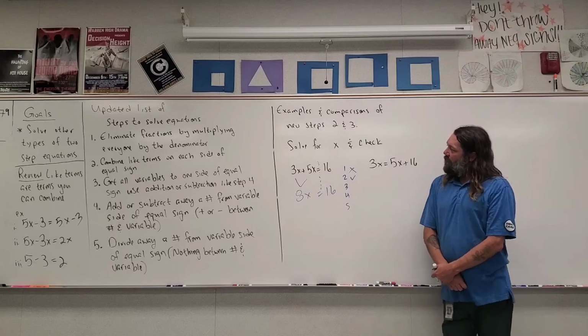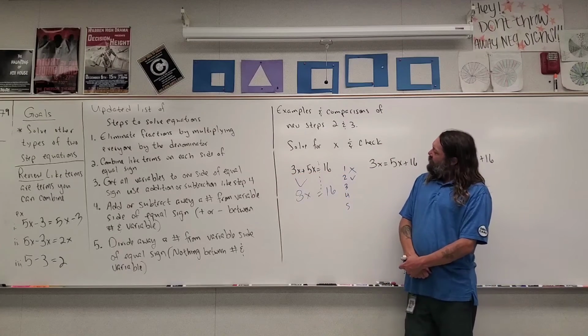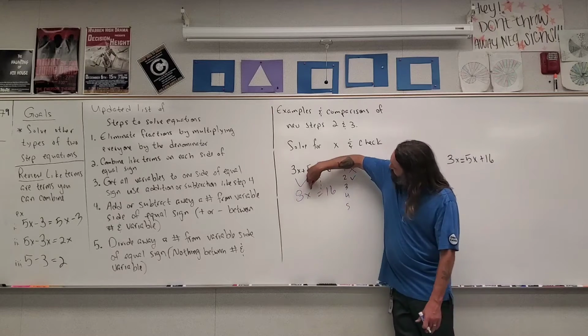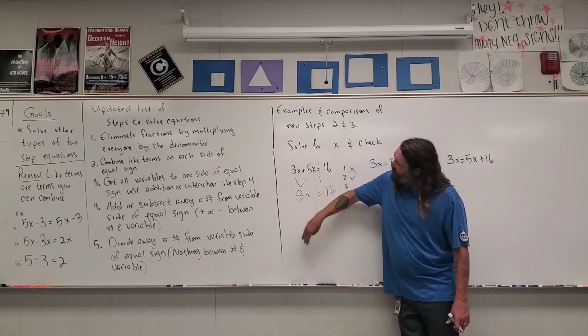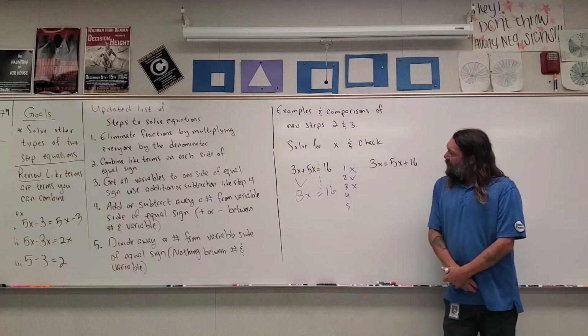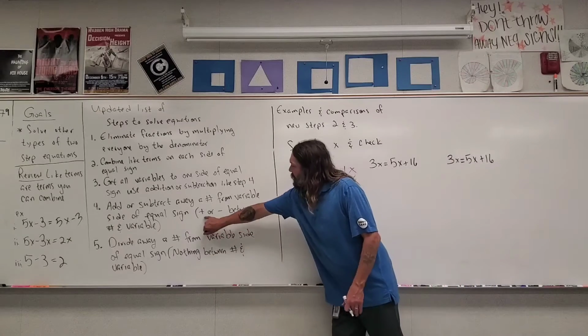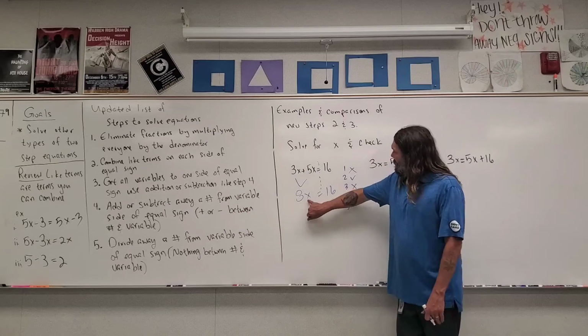All right, step 3. Get all variables to one side of the equal sign. Well, let's see. Do I have all variables on one side? It looks to me like all the variables are on the left side, so I can't do step 3. Step 4. Can I add or subtract away a number from the variable side of the equal sign? Do I have a plus or a minus between my number and my variable? No, I do not.